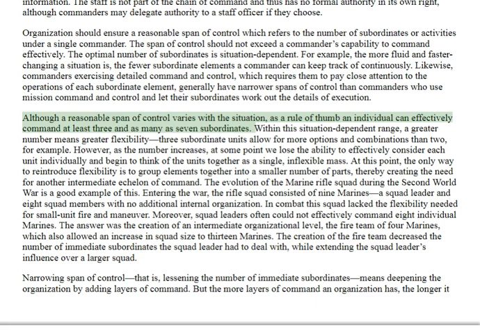Although the reasonable span of control varies with the situation, as a rule of thumb an individual can effectively command at least 3 and as many as 7 subordinates. Within this situation-dependent range, a greater number means greater flexibility. 3 subordinate units allow for more options and combinations than 2, for example. However, as the number increases, at some point we lose the ability to effectively consider each unit individually and begin to think of units together as a single, inflexible mass. At this point, the only way to reintroduce flexibility is to group elements together into a smaller number of parts, thereby creating the need for another intermediate echelon of command.